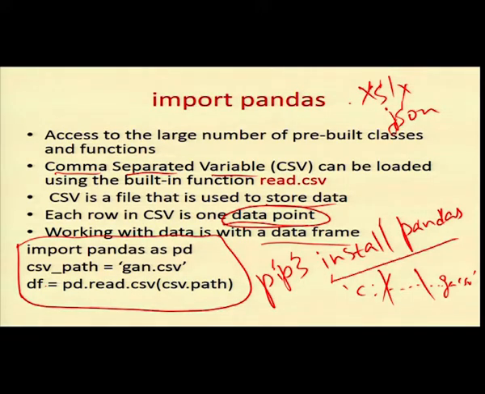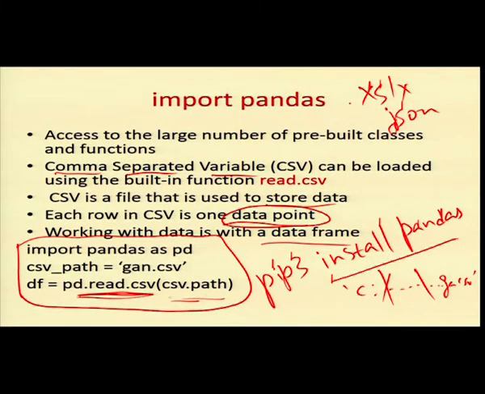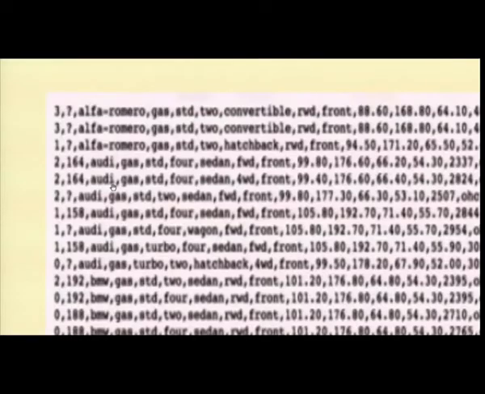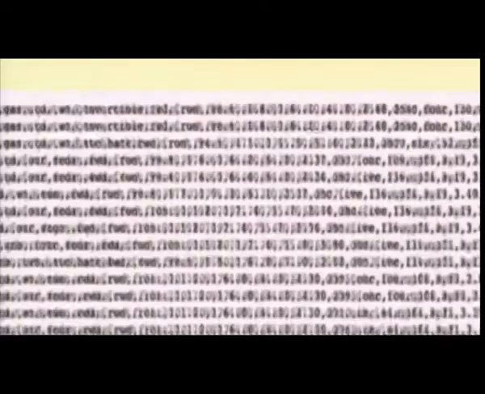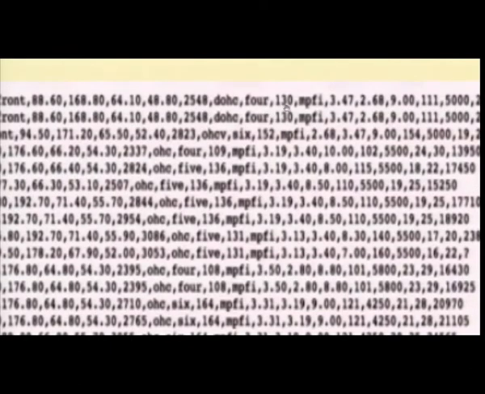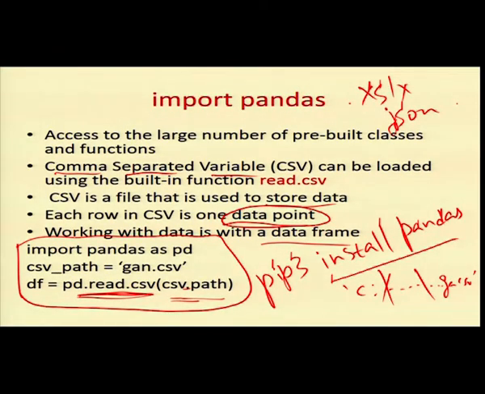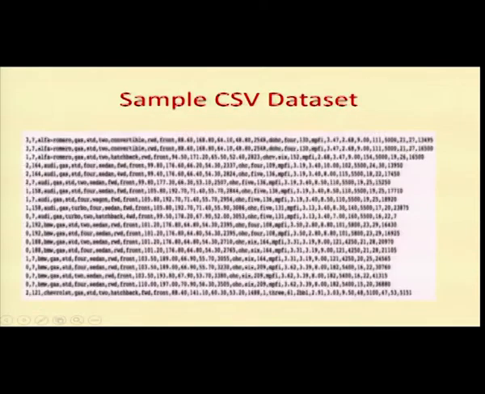Likewise, df is a variable name equal to pd.read_csv. It is very important for importing the contents available in a CSV file. read_csv of csv_path. What is a CSV path? This is a sample CSV data set wherein I have all the values, and each and every value is separated by commas. Each row in a CSV file is called a data point.